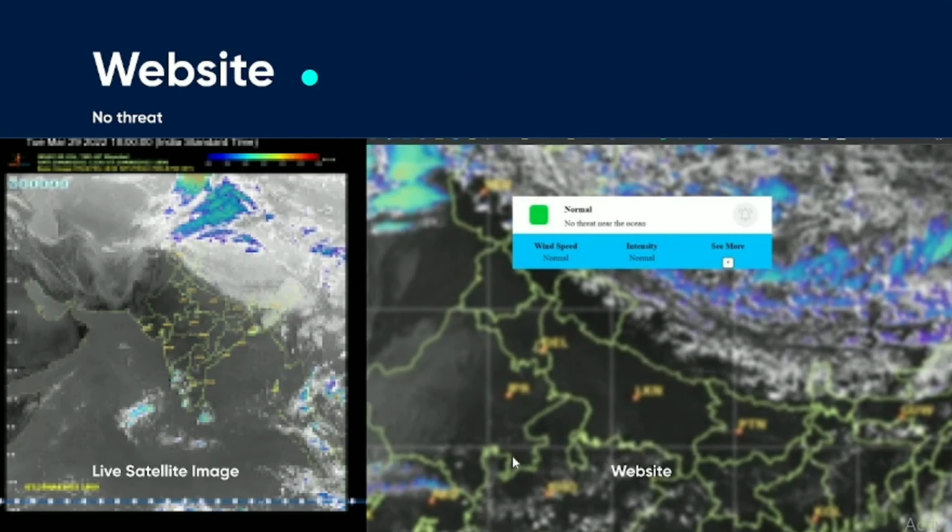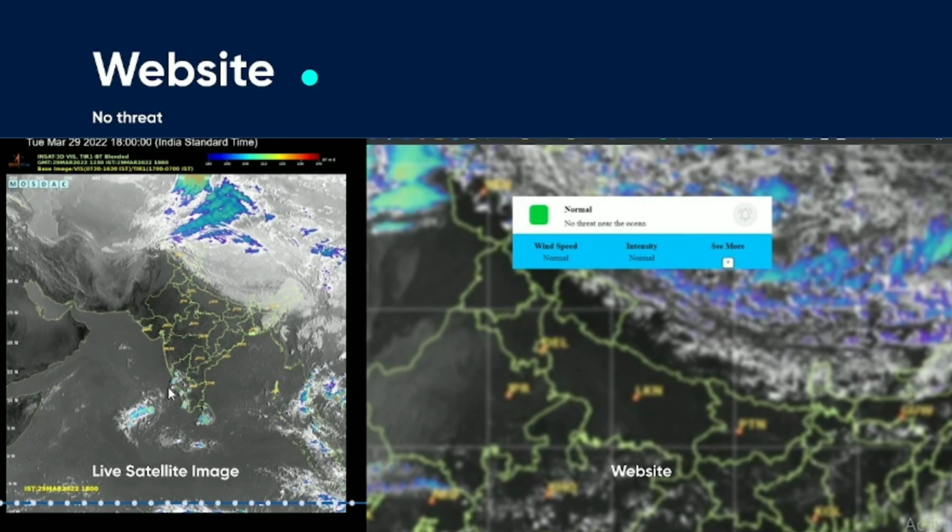On the other hand, at the present moment there is no threat. As of March 29, when this video is being recorded, there is no threat. This is the live satellite image, and when it is passed through our website, it shows that there is no threat, and the wind speed and the intensity are normal.